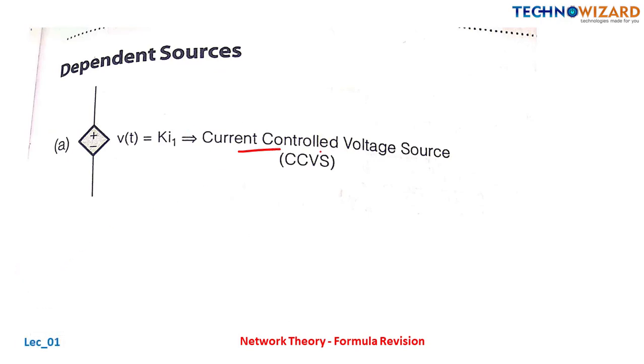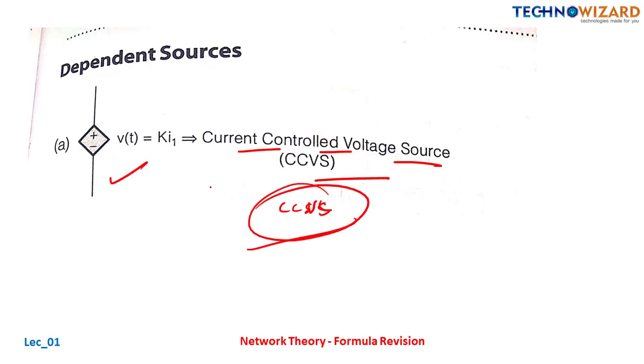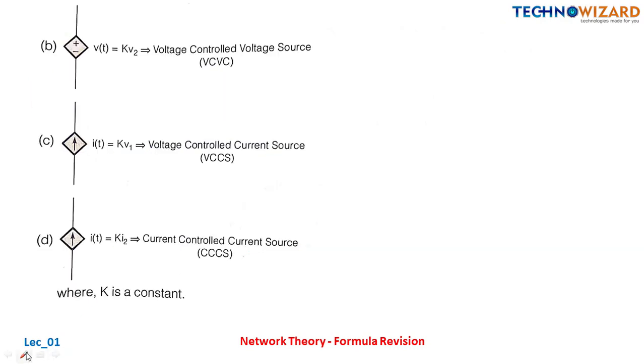Now there are some dependent sources. First one is the current controlled voltage source, also known as CCVS, and this is the symbol for it. V of t is equal to K times I1. That means this voltage source is controlled by the current. Okay. Now these are dependent sources.